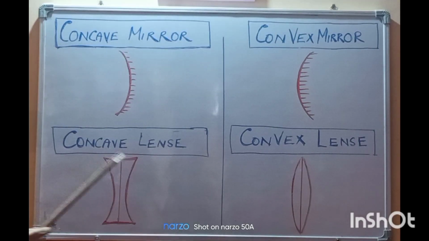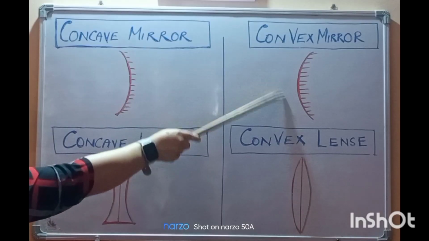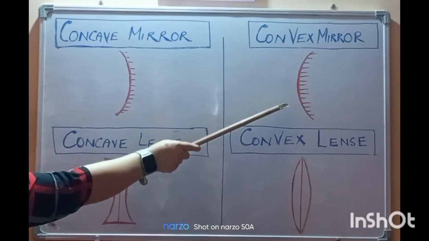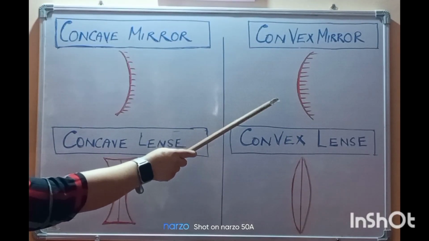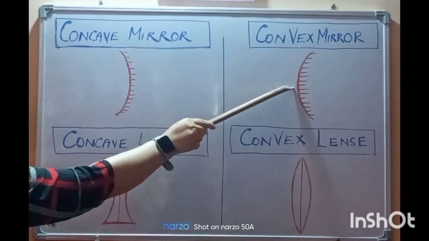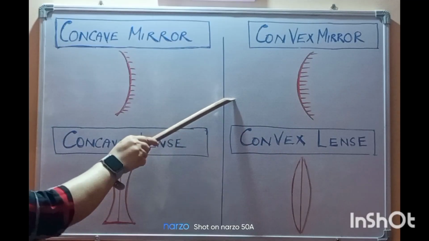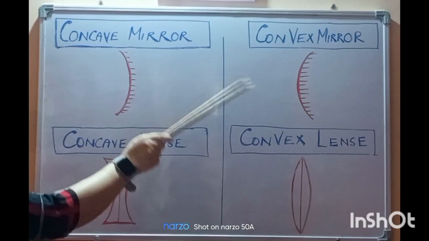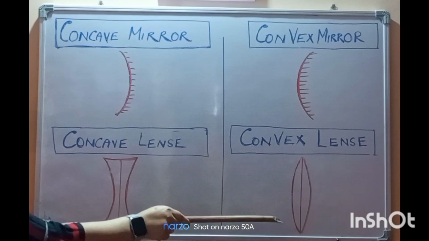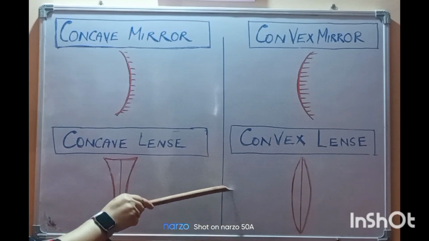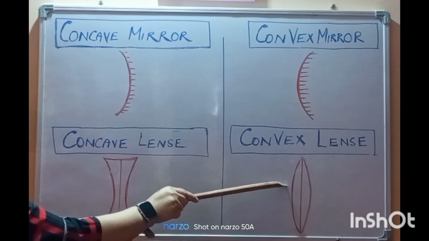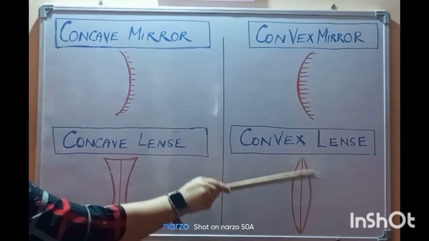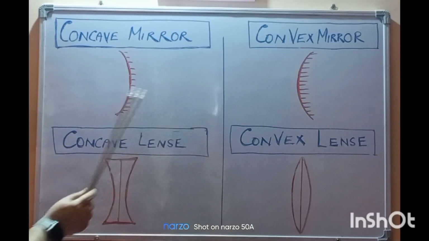Now we'll go to the convex mirror. The convex mirror is also an opaque object. The light cannot pass through it. If a beam of light falls on its surface, then it will reflect back on the same surface. In convex lens, as it is a transparent object, if a beam of light falls on it, it will pass through it and diverge in the other surface.